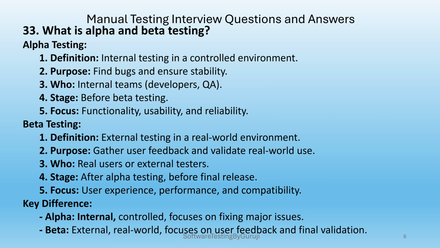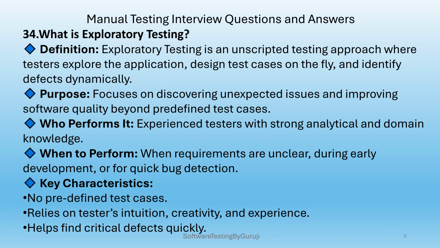Key difference between alpha and beta testing. Alpha: internal, controlled, focuses on fixing major issues. Beta testing: external, real world, focuses on user feedback and final validation. So this is all about alpha and beta testing. Let's move to another.